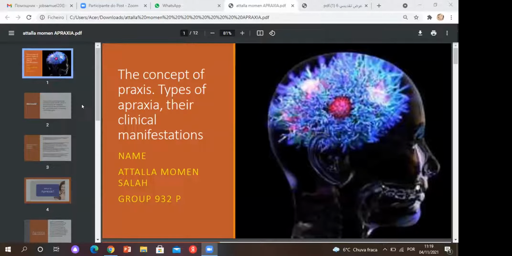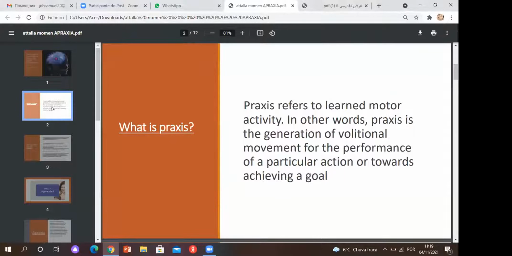Hello everyone. Today we'll discuss the concept of praxia and the types of apraxia, and also the clinical manifestation. First, what is apraxia? Praxia refers to learned motor activity. In other words, praxia is the generation of movement, the performance of a particular action towards achieving a goal.